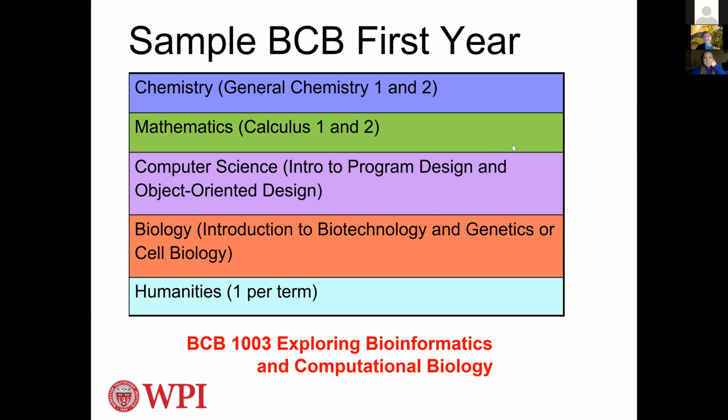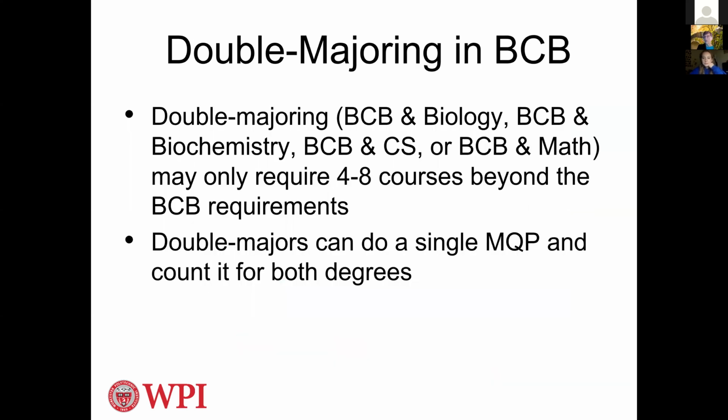As Emily mentioned, she's a double major, and I think biotech and BCB is the most common double major that we have, but we have quite a few CS double majors as well. A couple of math double majors. It's harder to do the math double majors. There's a little bit less overlap, but it's definitely possible.